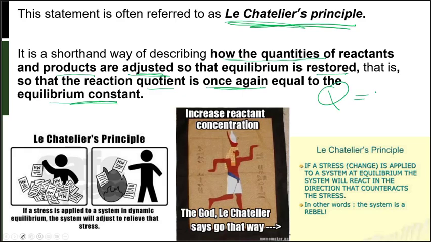We want Q to be equal to K. And when something is disrupted, Q might become less than K or greater than K, but we need to get it back to being equal to K.